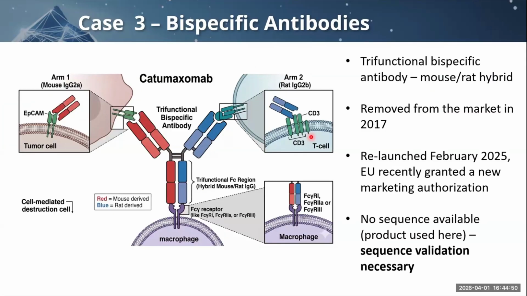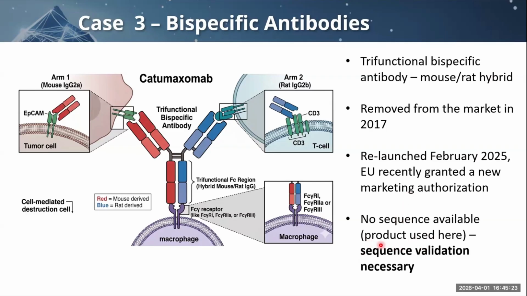And so now for my last example for a bispecific, it's a bit more complex than the previous one. It's catumaxomab, which is a trifunctional and bispecific antibody. Trifunctional means that you've got three binding areas: you've got the two arms, and this Fc region is also functional. Interestingly, it was removed from the market in 2017, but recently relaunched in February 2025 with market authorization in the EU.